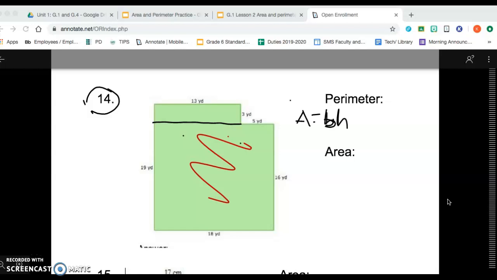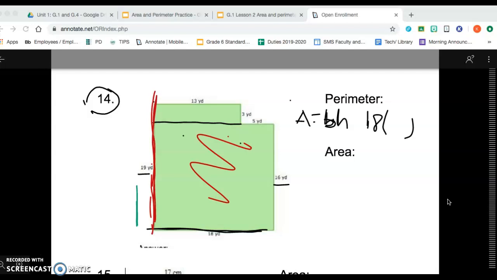So for this one, as we can see, this is our base. So it's 18, and then parentheses. Remember, parentheses mean multiplication. So when you're looking at the height, we have to be careful because we have 19 on this side and 16 on this side. But you have to remember this 19 is for this whole side right here. But we're only looking from here to here, right? So this is all we need.